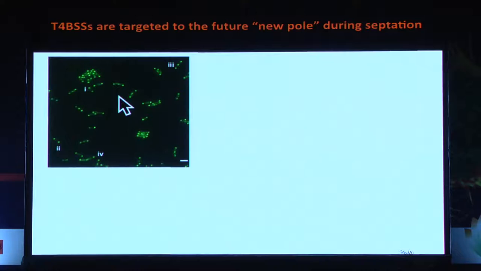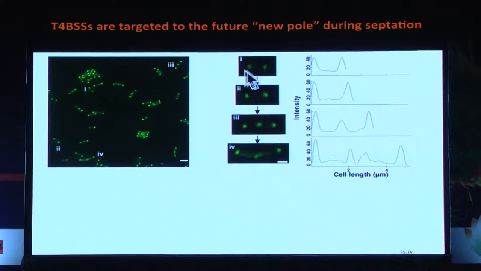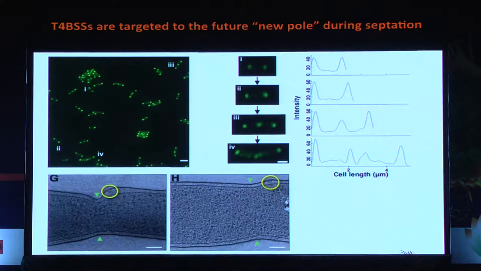That became very clear when we looked at the length of the cells. When they're smaller, they're localizing only at the cell poles. But as the cell length grows, we see a green spot at the middle of the cell. And this is just another representation. That just means that when the cells are going towards division, type 4 secretion systems are already assembling at the mid cell. So we collected some tomograms of the mid cell when septation has just begun, and you can already see type 4B secretion systems at the mid cell. So it just means that by the time the cell starts the septation process, the secretion systems are already getting targeted to the future new pole or the division plane.